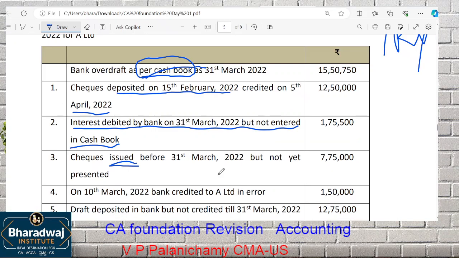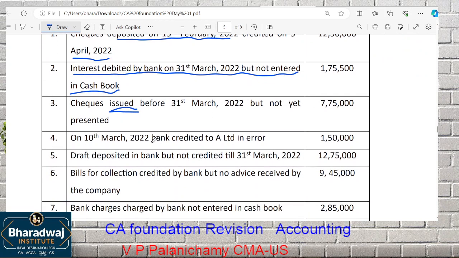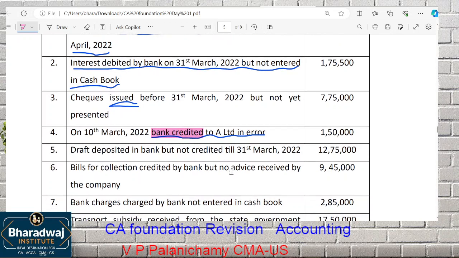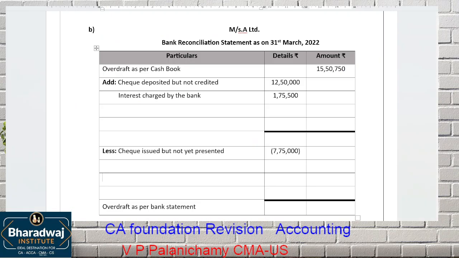Next part. What is the next one? Bank credited to A Limited in an error. Don't see whether it is an error or not. What has the bank done? Credited means banker has added. Let us also add it. But since OD is a starting point, minus.